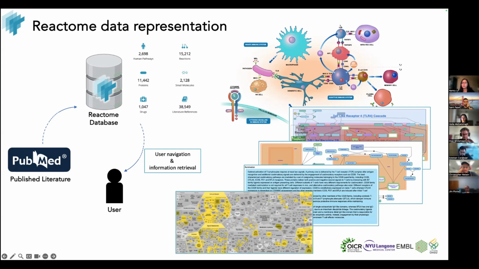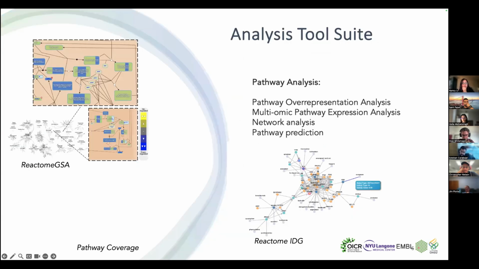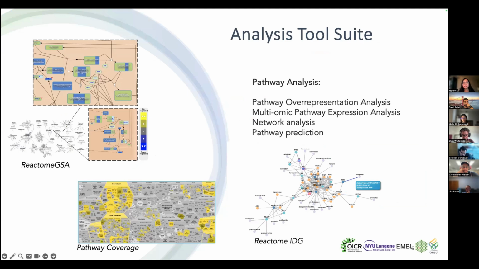We also have some analysis tools and data representations for users who want to understand their own data set in the context of Reactome pathways. So very briefly, we have a few different types of analysis tools. So we have ones for overrepresentation analysis, which might be similar to a gene ontology type analysis that you may run, except in this case, we use Reactome as the scaffold.